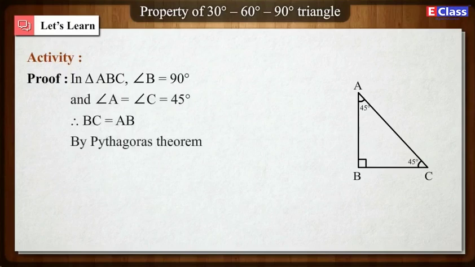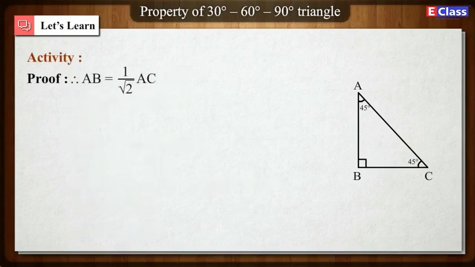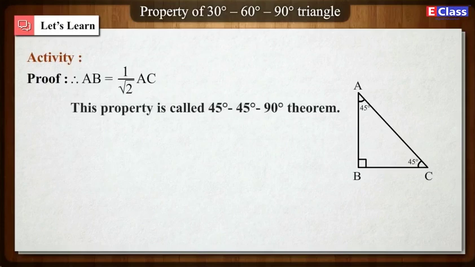By Pythagoras theorem, AB square plus BC square is equal to AC square. AB square plus AB square is equal to AC square, since BC is equal to AB. Therefore, 2 AB square is equal to AC square. Therefore, AB square is equal to half AC square. Therefore, AB is equal to 1 upon square root 2 AC. This property is called 45 degrees, 45 degrees, 90 degrees theorem.